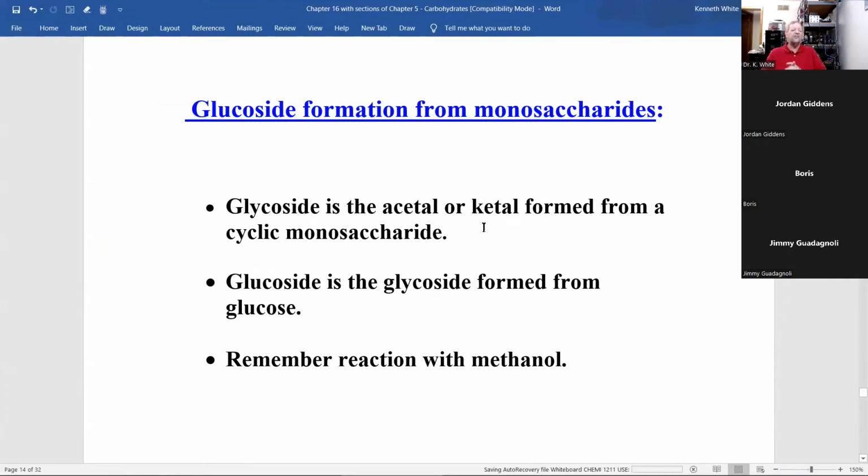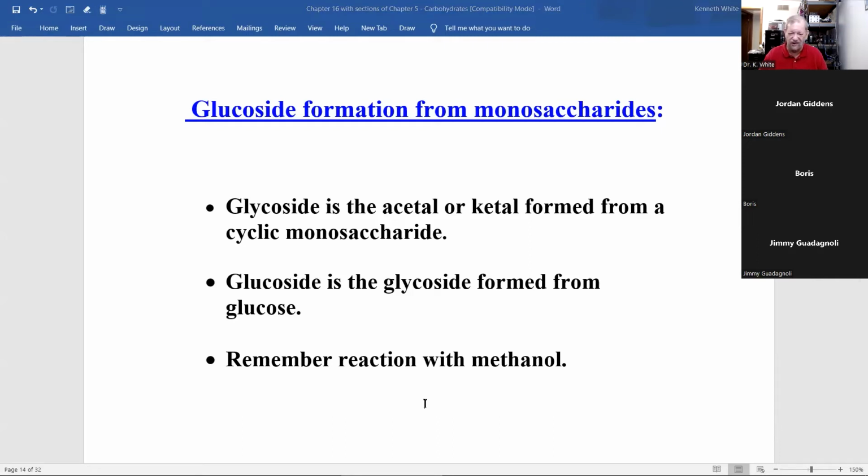All right. Now, this slide probably doesn't make sense to you, but I'm going to explain it. The glucoside is the acetal or ketal form from a cyclic monosaccharide, and the glucoside is the glycoside form from glucose. And remember the reaction with methanol. The top two I'm not going to worry about, but the third bullet, remember the reaction with methanol, that's for me, and I do.